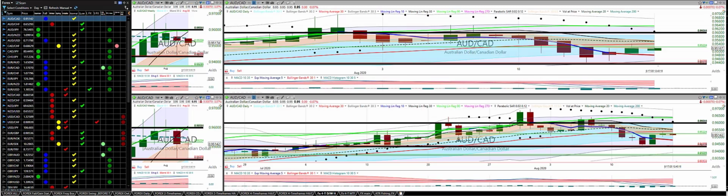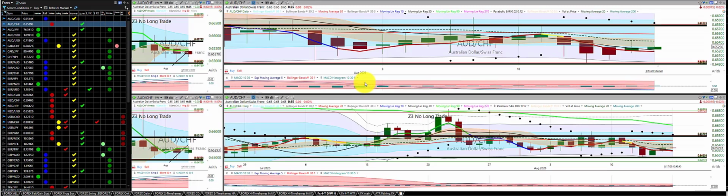Hello, this is the speed run for the 21 Forex currencies on 16 August, 11 p.m. Central Time. And we're looking at the Aussie dollar, Canadian dollar. As you can see here, we got two green candles north of the RL 10. So we're going to go ahead and take this long in this order. Aussie dollar Swiss franc, no trade. We got one green candle north of the RL 10.